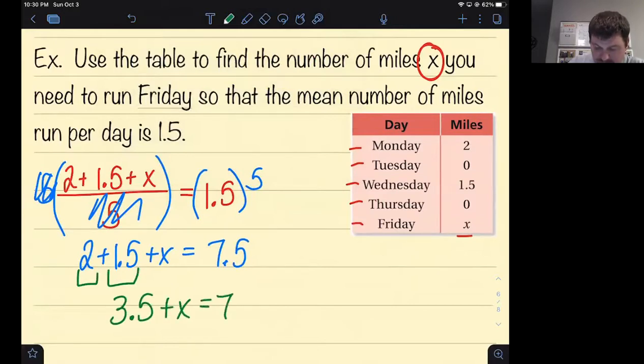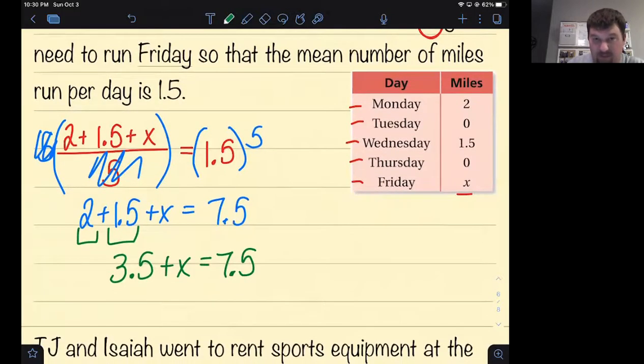So 3.5 represents the total number of miles I ran for that week, on Monday and Wednesday, the only 2 days I run. If you take those 2 away, so we're going to subtract 3.5, that means I need to run 4 miles on Friday so that my average would be 1.5. And why do I have to run so much on Friday? Because I didn't run Tuesday and I didn't run Thursday. That would be why.